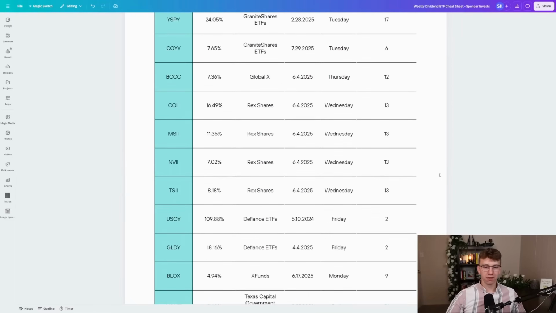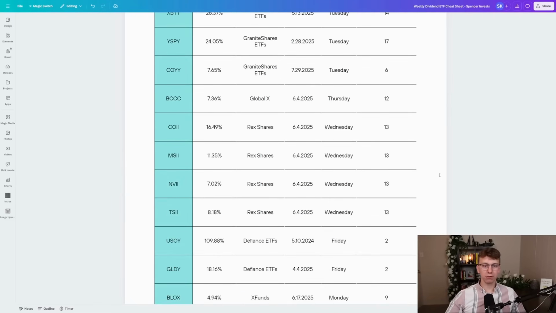Primarily, here they are: the Rex Shares weekly pairs. Now, these are our best options for Wednesday, I will say. We have COII, MSII, NVII, and TSII. And I'm going to cherry pick again. I'm going to go NVII.